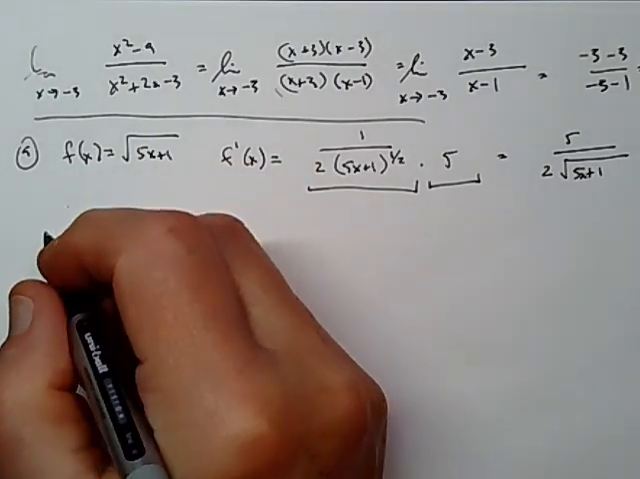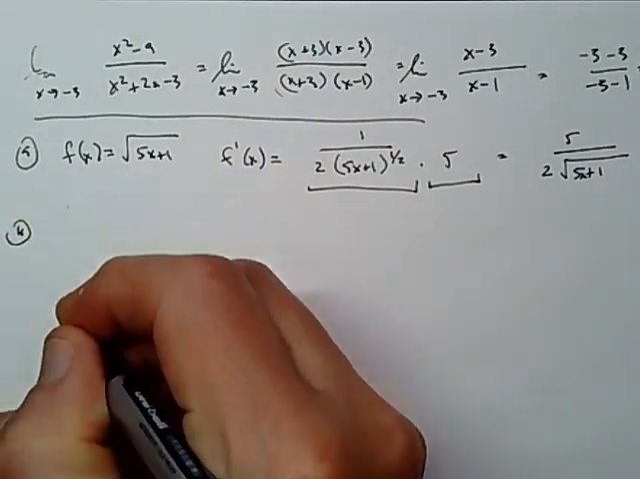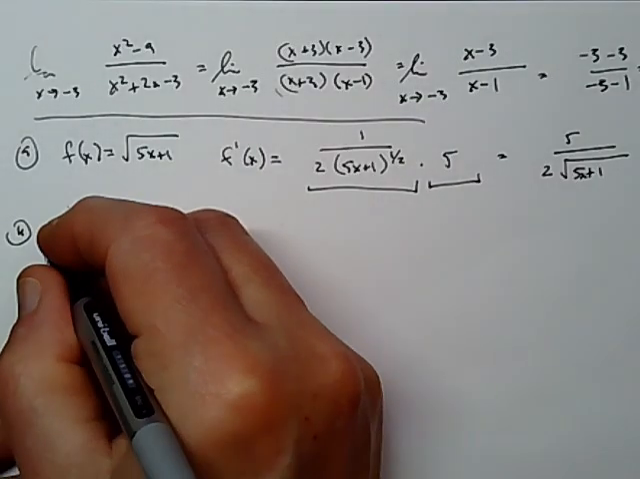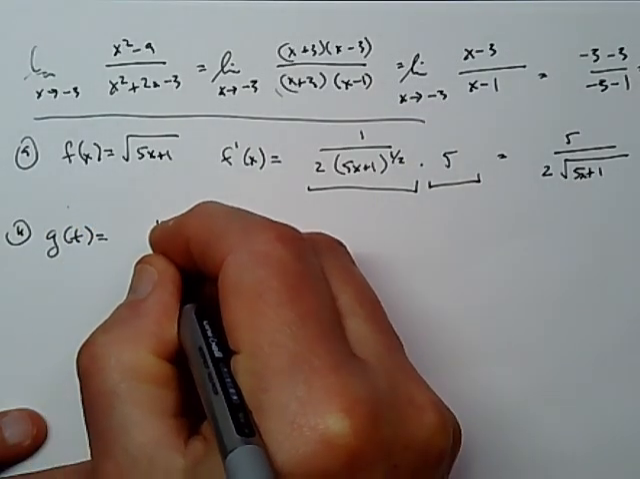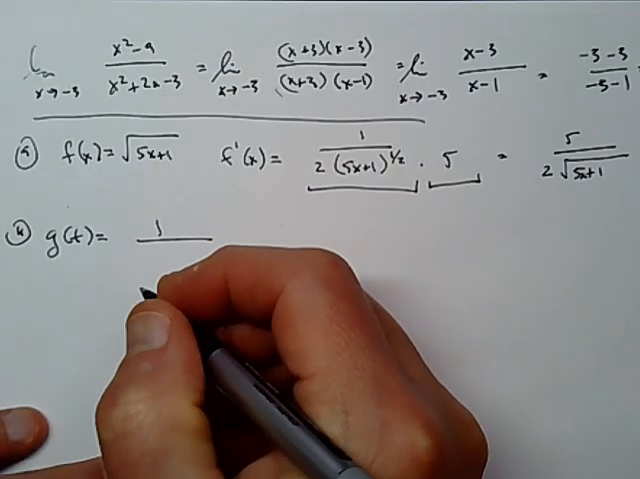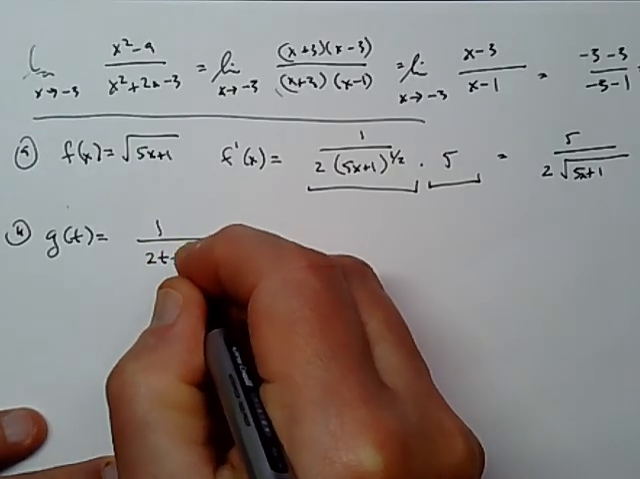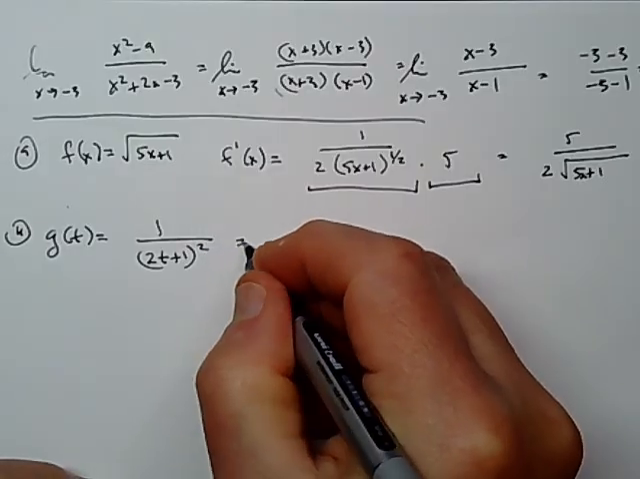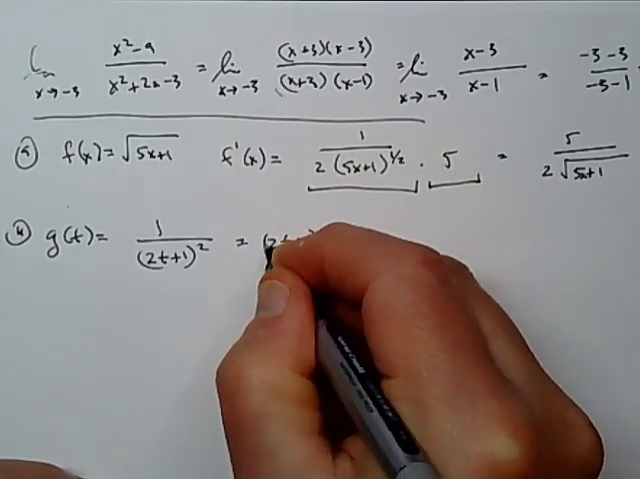Number 11. So 11 says g of t is 1 over 2t plus 1 quantity squared. So this is 2t plus 1 to the minus 2 power.